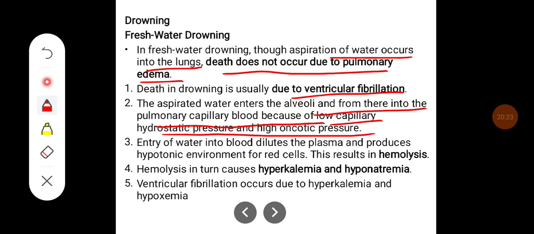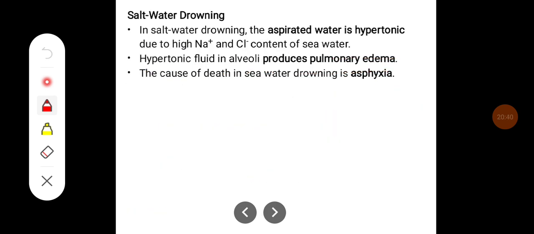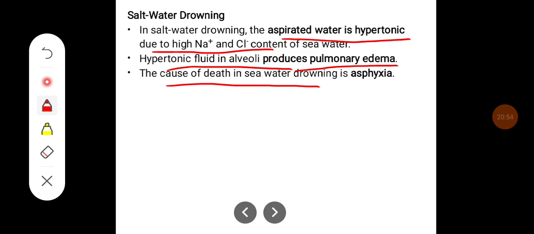Entry of water into blood dilutes the plasma and produces the hypotonic environment for red cells. This results in hemolysis. Hemolysis in turn causes hyperkalemia and hyponatremia. Ventricular fibrillation occurs due to the hyperkalemia and hypoxemia. In saltwater drowning, the aspirated water is hypertonic due to the high sodium and chloride content of the seawater. The hypertonic fluid in alveoli produces pulmonary edema, and the cause of death in seawater drowning is mainly because of the asphyxia.